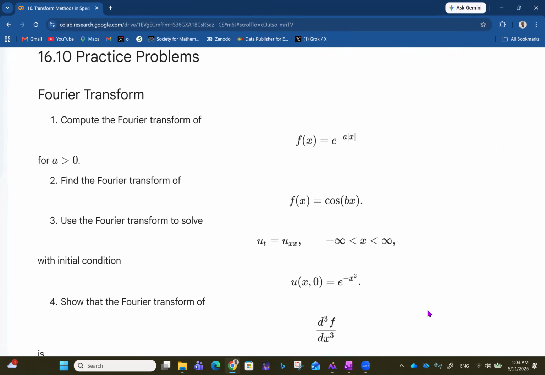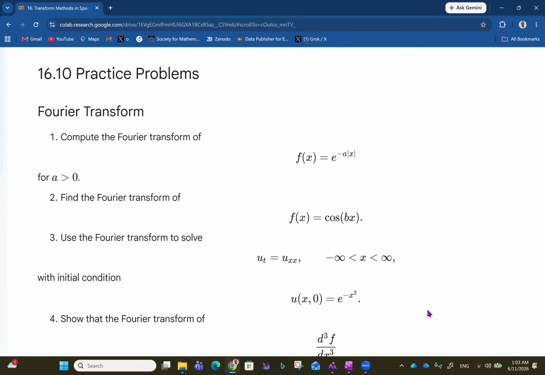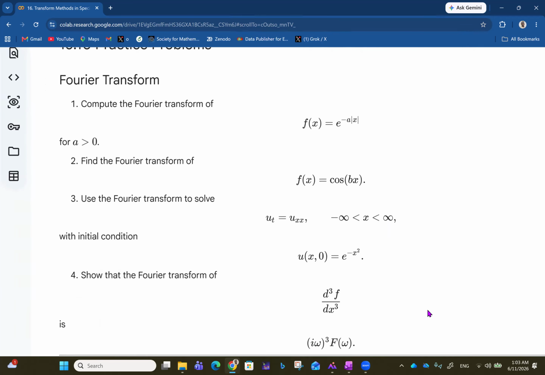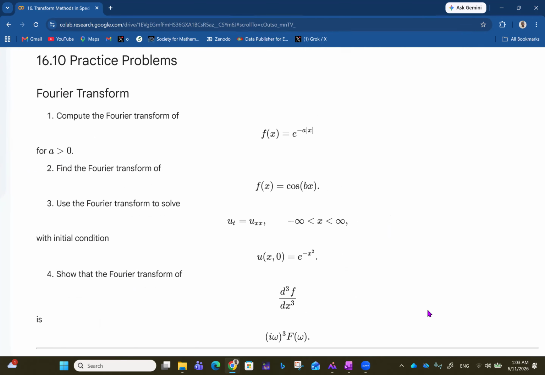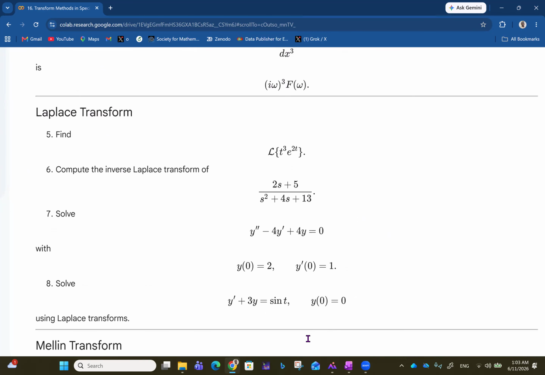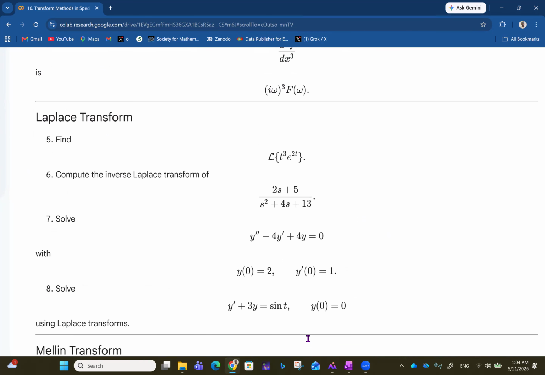And then we go on to our practice problems. As usual, I'm going to solve two of them. Here you see questions 1 to 4. The first is saying compute the Fourier transform of f of x equals e raised to minus the absolute value of x and all that. Show that the Fourier transform of d cubed f over dx cubed is (i omega) cubed times f hat of omega, like that. Then we have 5 to 8, like that.